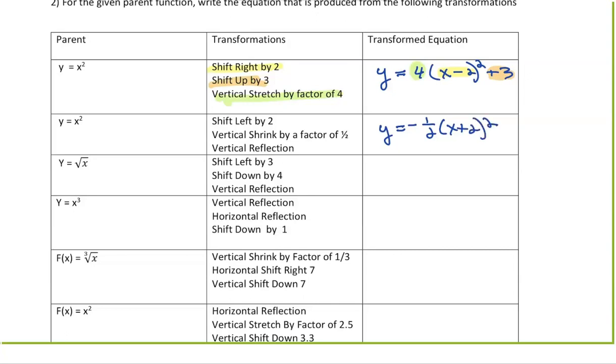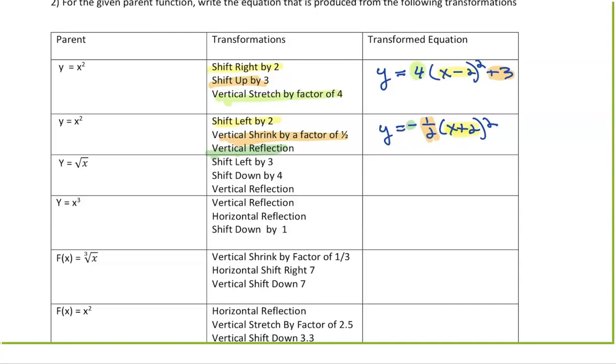Let's figure out how come that's what it is. So if I want to shift left by 2, that will do it. Looks like it's going right, but we know it's going left. Then next thing, I have a vertical shrink by a factor of 1/2. So that's going to be this, not the sign, just the fraction. Then the last one is going to be a vertical reflection, and the vertical reflection is just the sign.